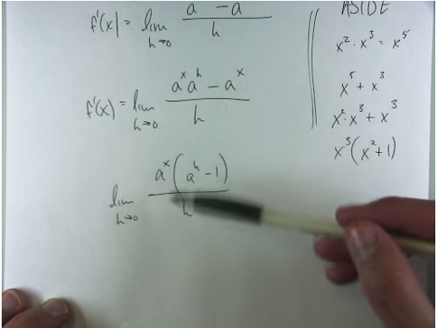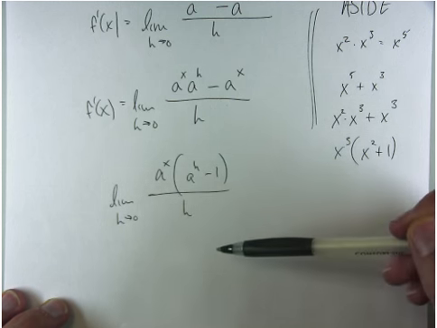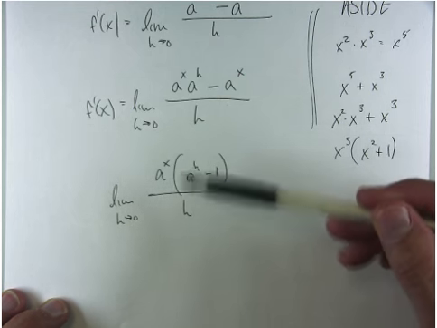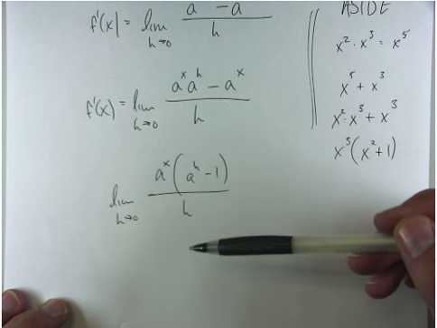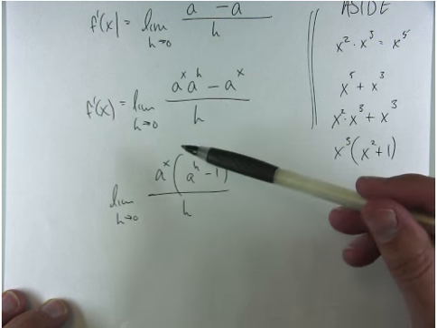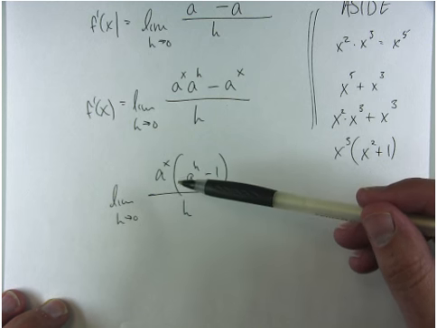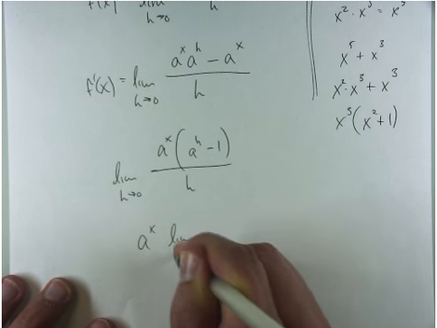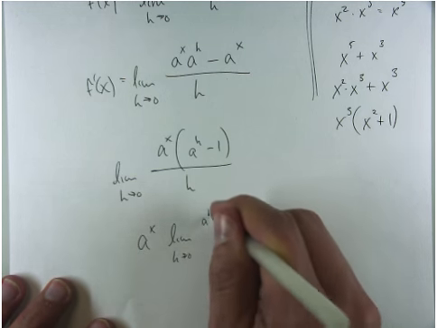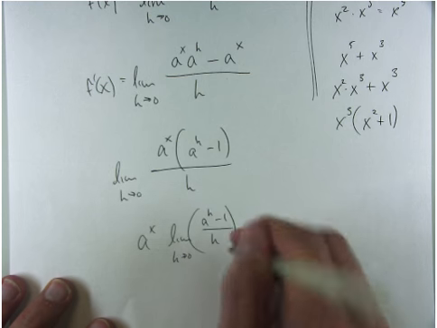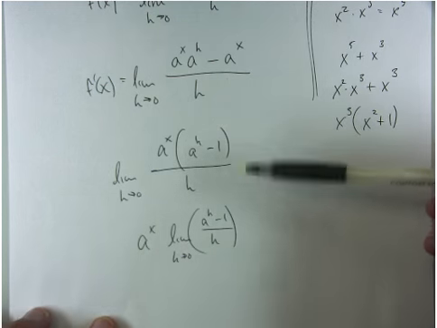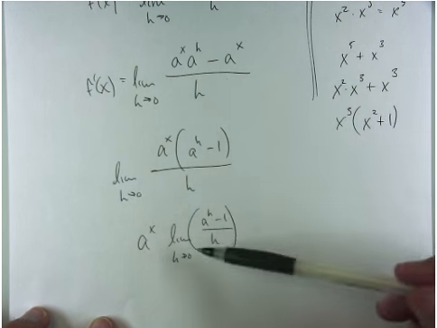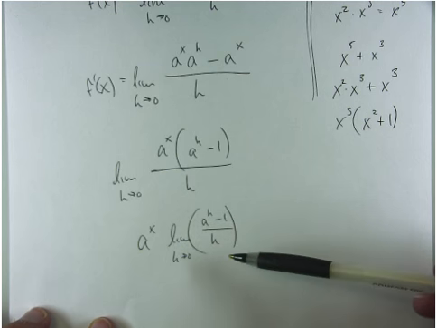This a to the x is a factor of the entire expression now, right? This is a to the x times everything else. And this a to the x has nothing to do with h, right? H could change all day. A to the x would still be a to the x. So I'm just going to think about it on the outside here. So really, this limit is the same thing as a to the x times whatever this limit is. The limit of a to the h minus 1, all divided by h.